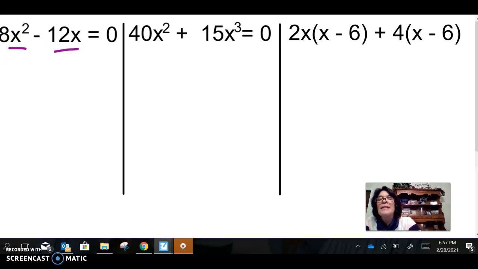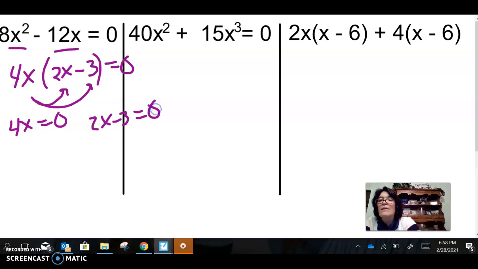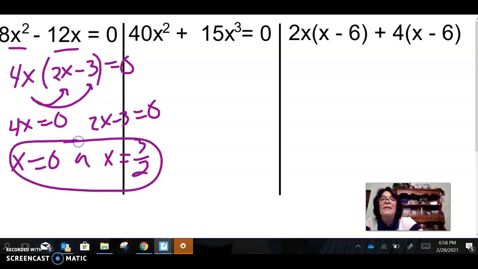Let's see. Biggest number that goes into 8 and 12 is 4. The smallest exponent between x squared and x is x. If I take 4x out of 8x squared, I'm left with a 2x. If I take 4x out of 12x, I'm left with a 3. Let me just double check. Yeah, that's 8x squared minus 12x. Distribute. Check to see if you're right. So either 4x is 0 or 2x minus 3 is 0. So x is either 0 or, again, we get our 3/2, right? Or 1.5. Sorry, I didn't mean to get that answer twice.